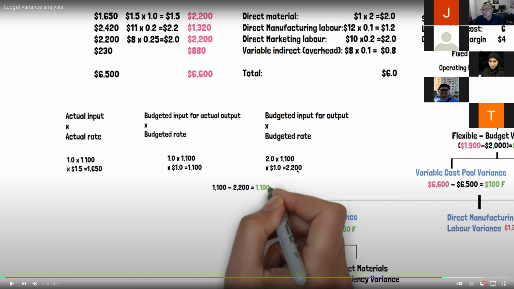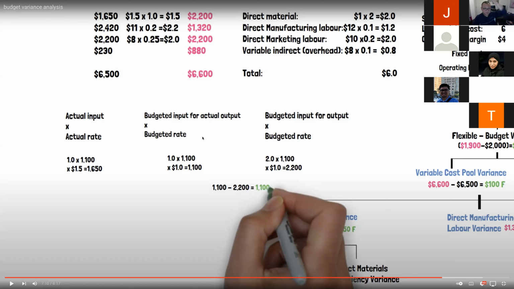If you just use these two numbers, 1650 and 2,200, the difference is the 550 favorable variance, right? But I want to explain this 550 favorable variance by having something in the middle. We are going to use the budget rate and the actual input, the actual input for the actual output production, 1,100 units.